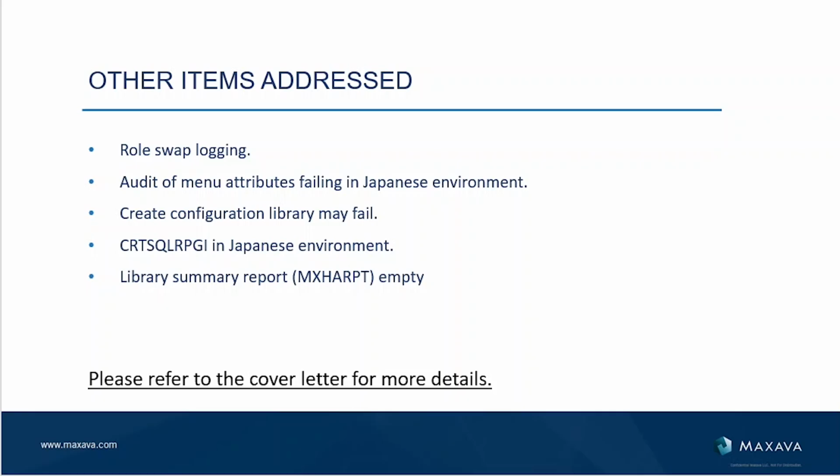This reporting functionality was used through the QUSL OBJ API to obtain library details. IBM made a change to the way the default parameters used to function. Changes have now been made to the MX HA PTF to now support the changes made in the OS 400.